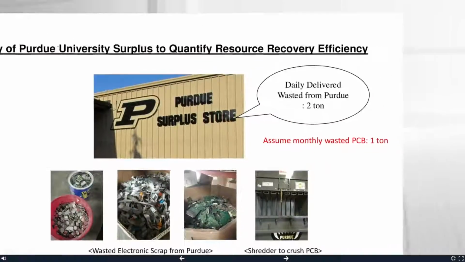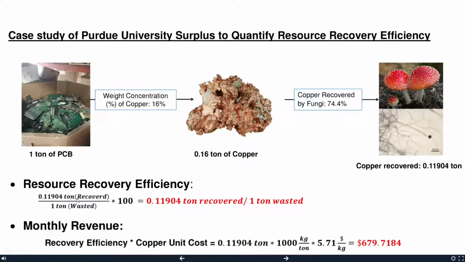If we apply the weight concentration and fungal leaching process here, the amount of copper recovered from the process is about 0.119 tons. Based on this value, the resource recovery efficiency for every 1 ton of wasted PCB is shown in the slide. Monthly revenue can also be calculated by using the copper unit cost.